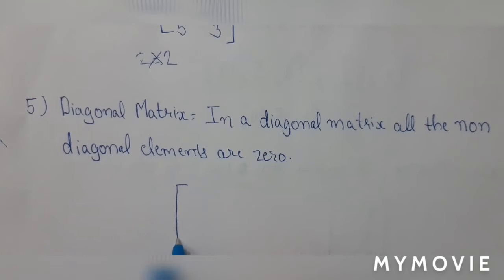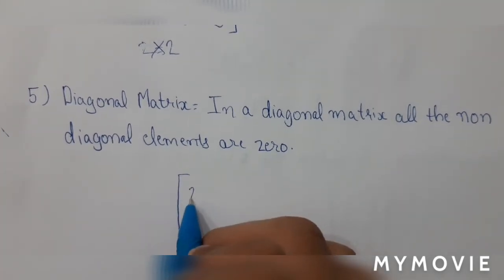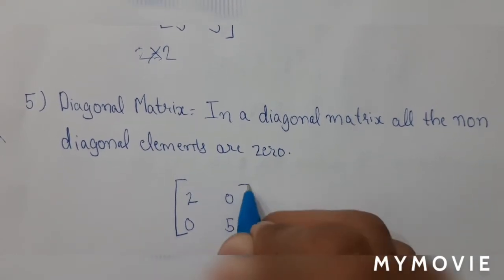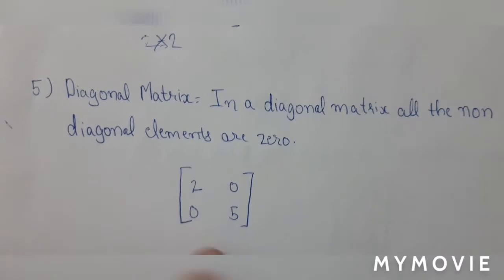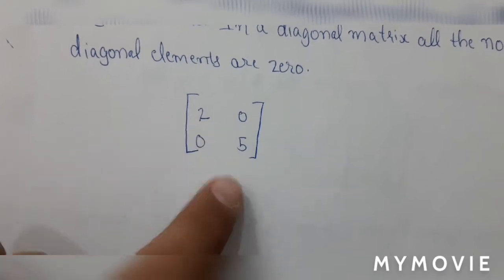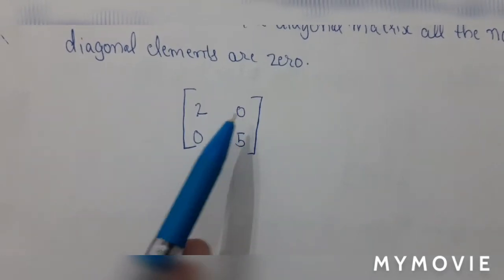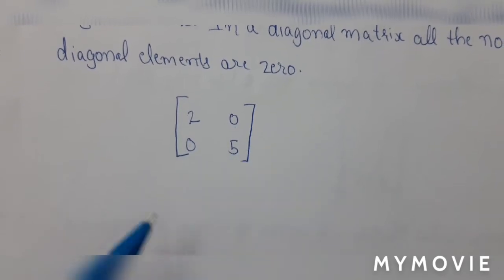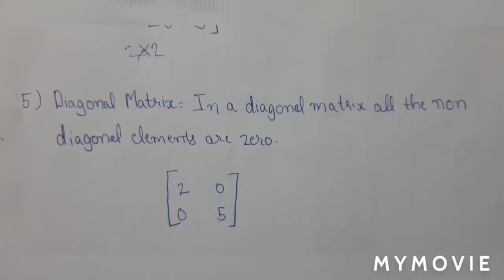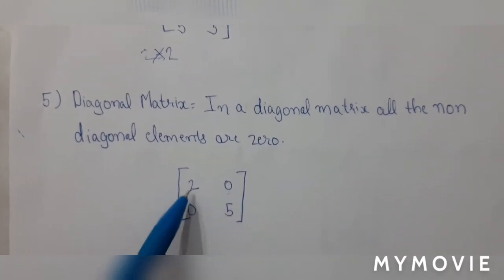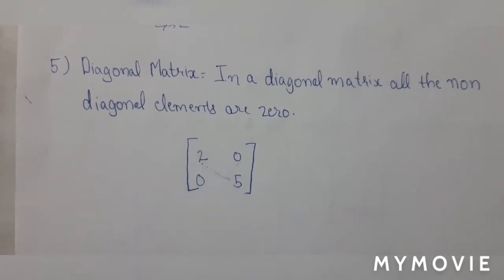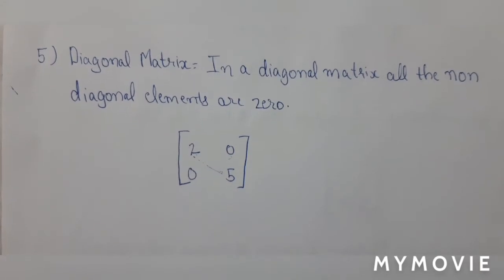I will explain with an example. I took 2 0 0 5. See, 2 and 5 are the diagonal numbers, and the rest of the non-diagonal numbers are 0. You may think that the other line is also a diagonal, but in a matrix we should assume only a single diagonal, which is this one. So the rest of the non-diagonal numbers are 0.